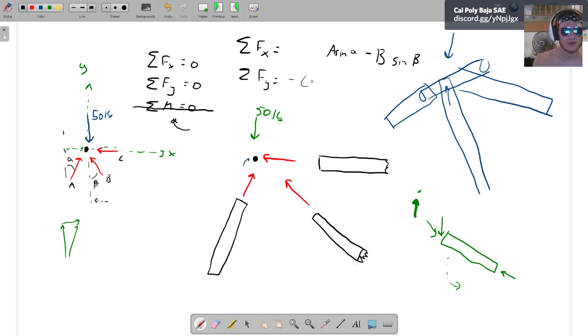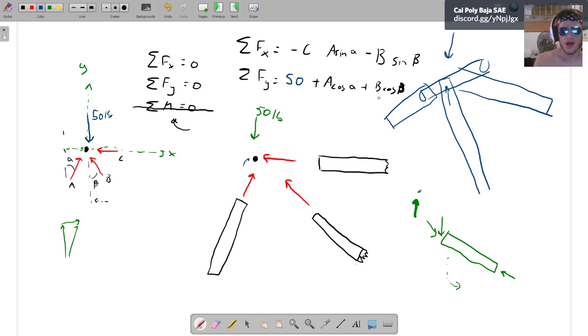minus c plus a cosine alpha plus b cosine beta, and c doesn't act. Oh, that's where c came from, right? Minus c. This is our 50-pound force. My bad. This is the 50-pound force.